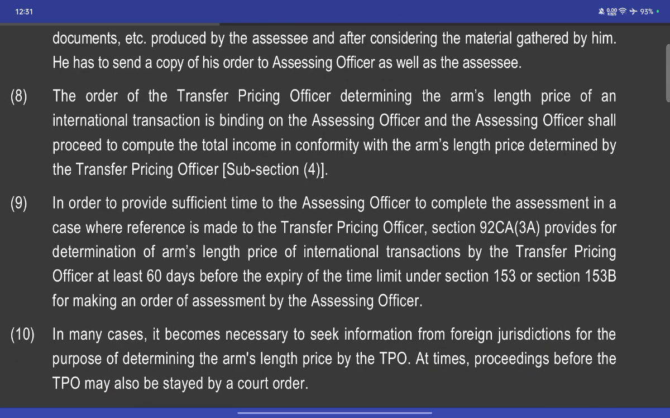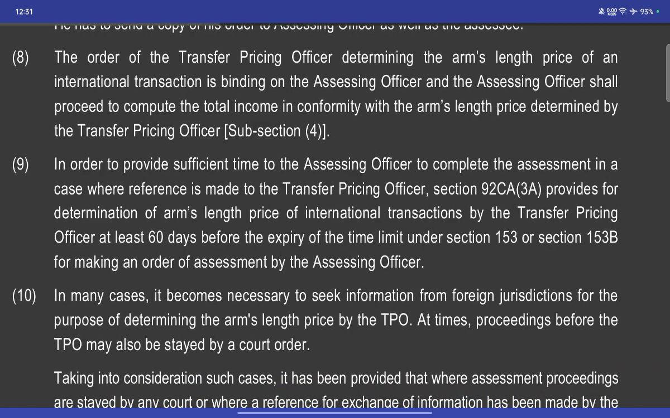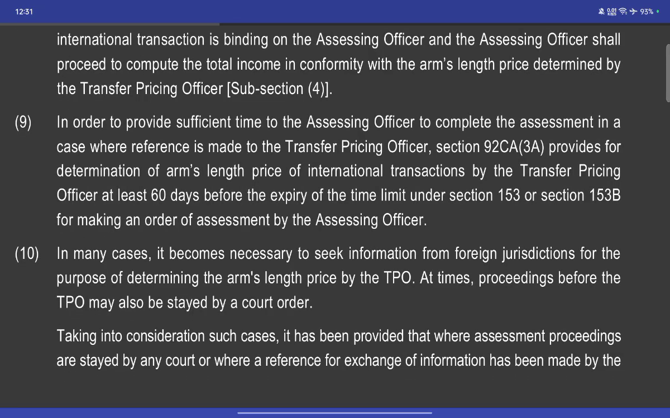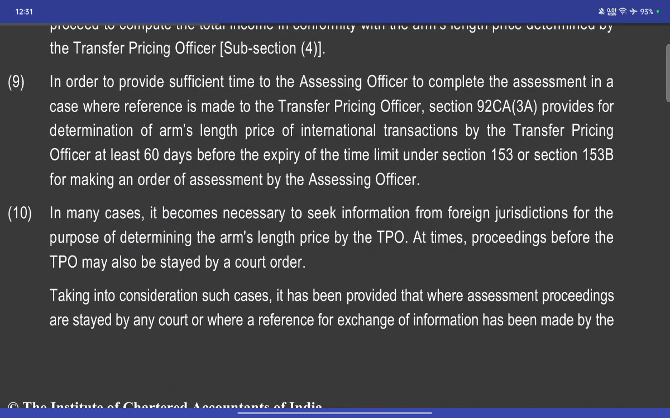The order of the Transfer Pricing Officer determining the arm's length price of the international transaction is binding on the assessing officer, who has to compute the total income in conformity with the arm's length price determined by the Transfer Pricing Officer. In order to provide sufficient time to the assessing officer to complete the assessment where a reference is made to the Transfer Pricing Officer, Section 92CA provides that the order determining the arm's length price of the international transaction by the Transfer Pricing Officer is to be made at least 60 days before the expiry of the time limit under Section 153 or 153B for making the order of assessment by the assessing officer.